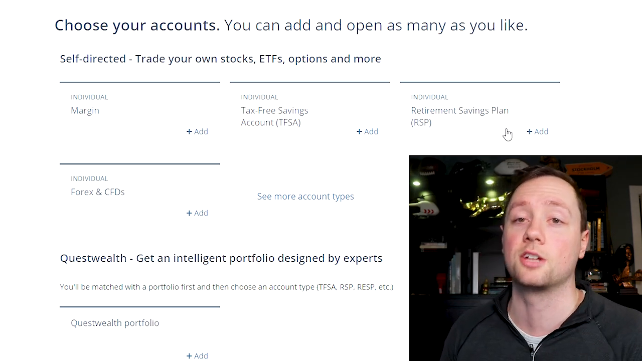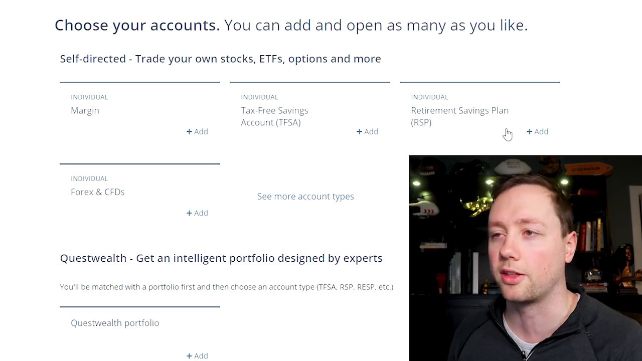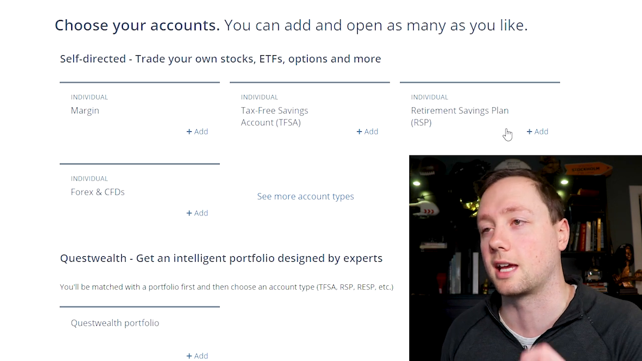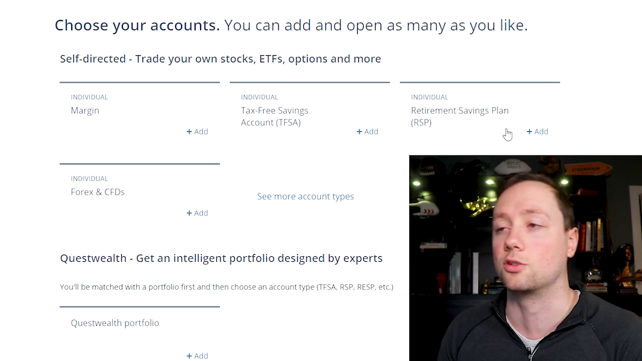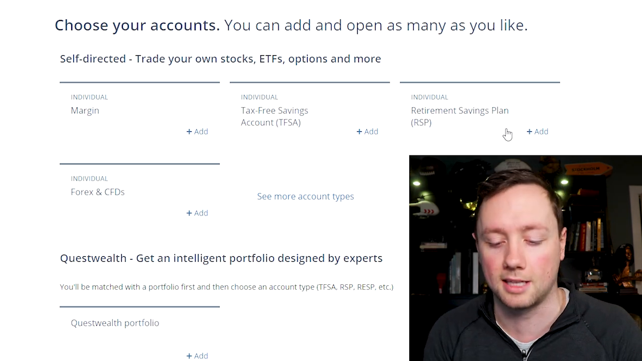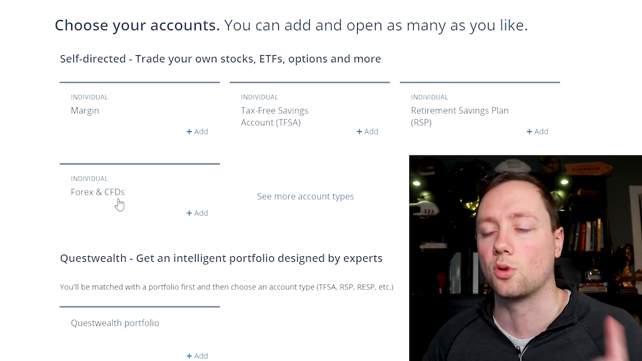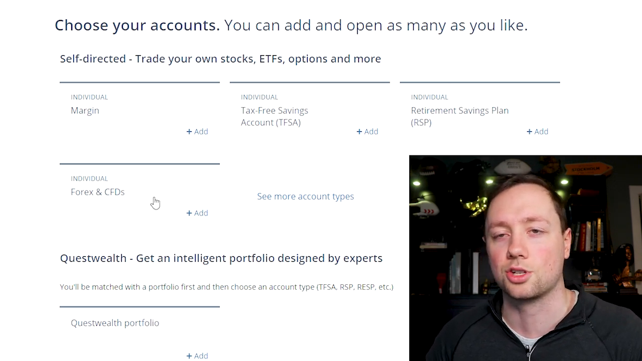Both of them have great advantages. If you're planning to buy a house, I highly recommend the RSP because you can withdraw that. And if you're planning for long-term investments and retirements, the TFSA is a great option if you're doing anything with big gains on it, because you get to basically save that capital gains tax, which is absolutely phenomenal. Now the other two accounts here, Forex and CFDs, this is literally for just trading Forex pairs.